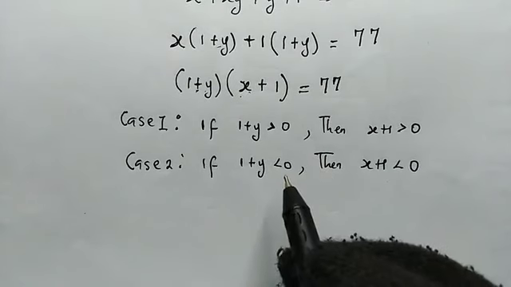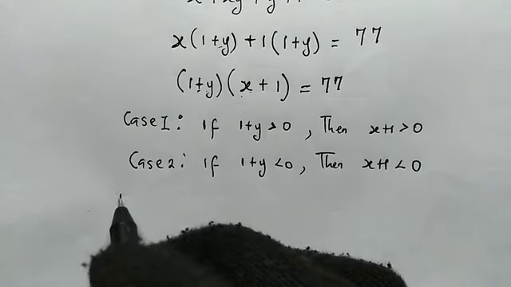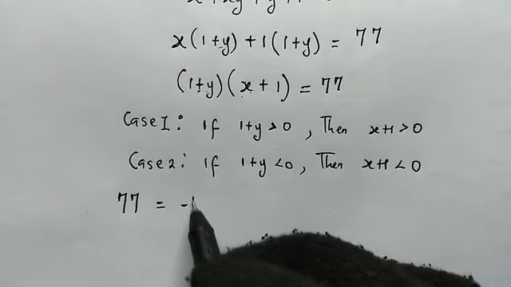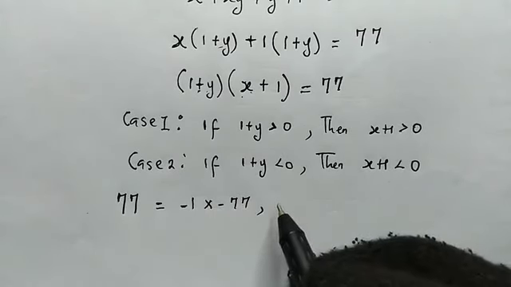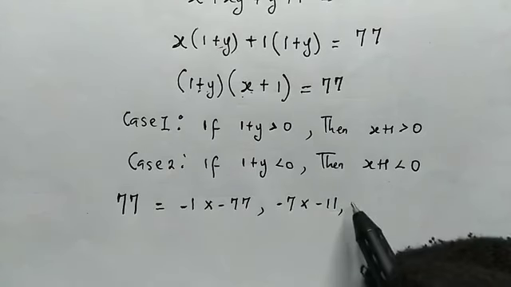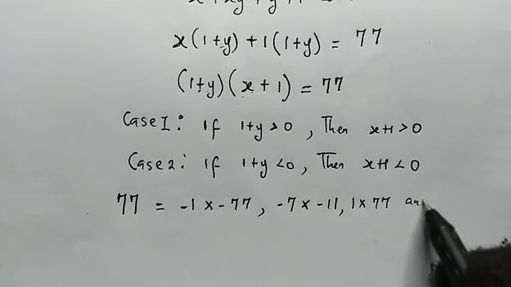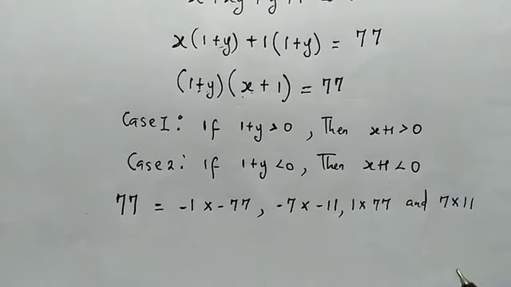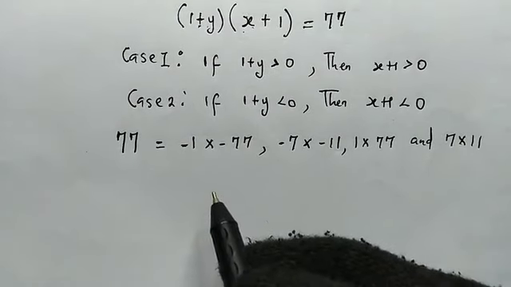Now we're going to factor 77 as follows. Here we have 77, which is equal to negative 1 multiplied by negative 77, and negative 7 multiplied by negative 11. We have positive 1 times positive 77, and finally 7 times 11. So this is the way we factor 77.